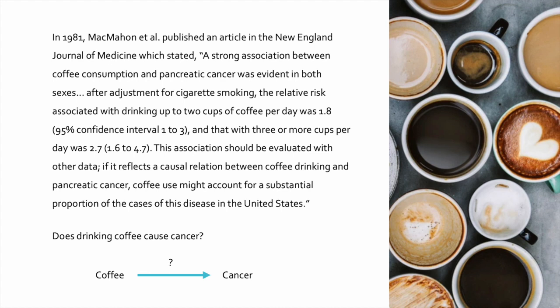This association should be evaluated with other data. If it reflects a causal relation between coffee drinking and pancreatic cancer, coffee use might account for a substantial proportion of the cases of this disease in the United States."